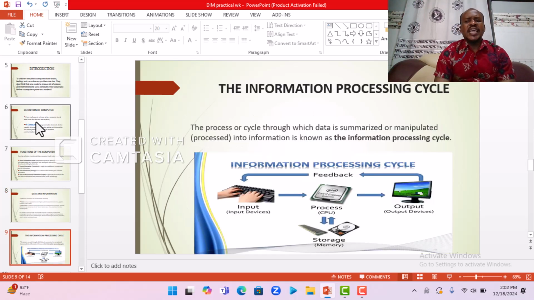We come to the information processing cycle. Now, what is the information processing cycle? The process or cycle through which data is summarized or manipulated or processed into information is known as the information processing cycle. We have the cycle here, that is input, we go to process, we go to storage, and we go to what? Output. This is the picture or a diagram showing it.